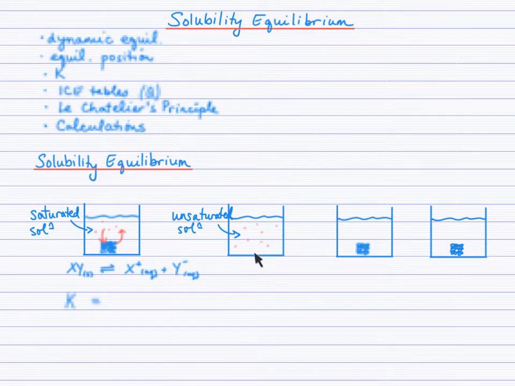Is this solution at equilibrium? Well, is a forward reaction occurring at the same rate as a reverse reaction, keeping a macroscopic property constant? And the answer is no. Only the forward reaction has occurred and there's no recrystallization happening. So the unsaturated solution is not at equilibrium.